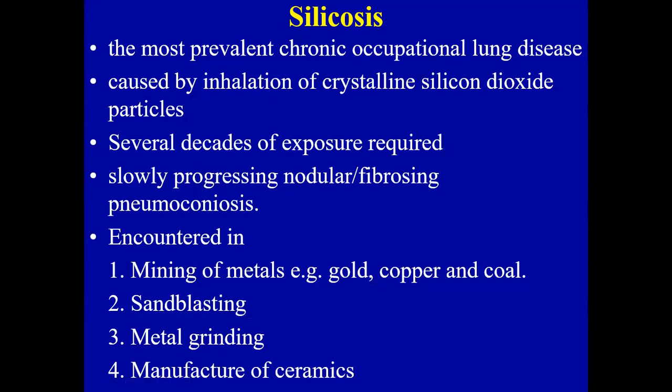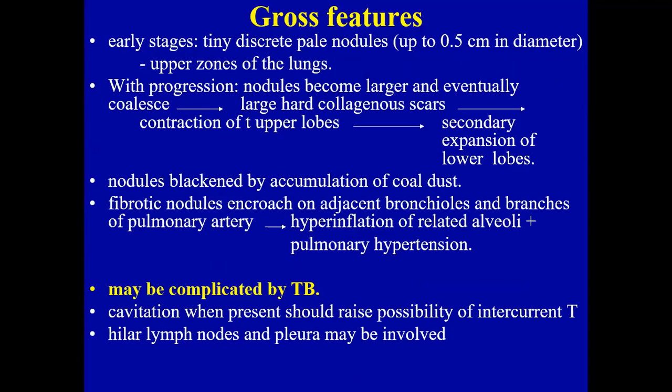نجي على another example is the silicosis. This is the most prevalent chronic occupational lung disease caused by inhalation of crystalline silicon dioxide particles. This required several decades for exposure to produce the disease. It is a slowly progressive nodular fibrosing pneumoconiosis encountered in mining of metals, whether gold, copper, and coal, sandblasting, metal grinding, and manufacturing of ceramics.